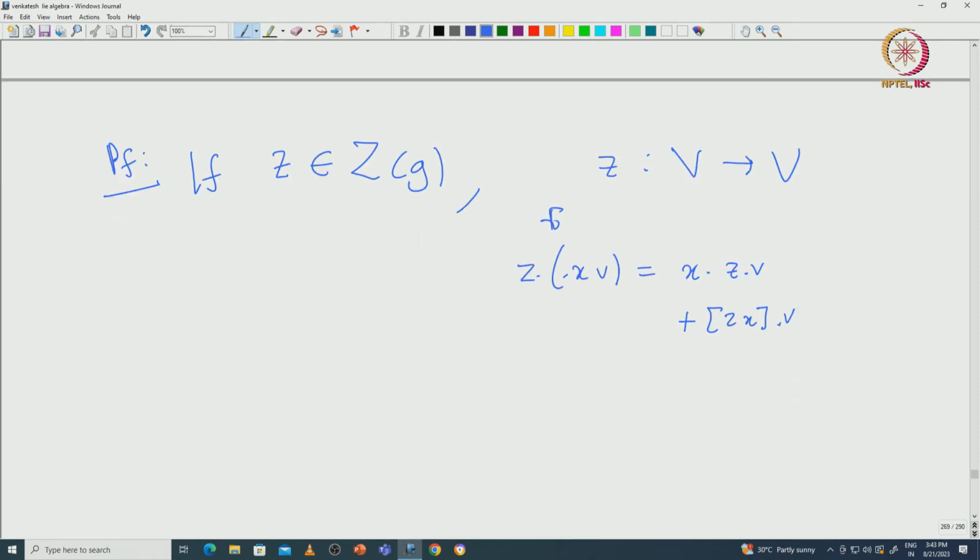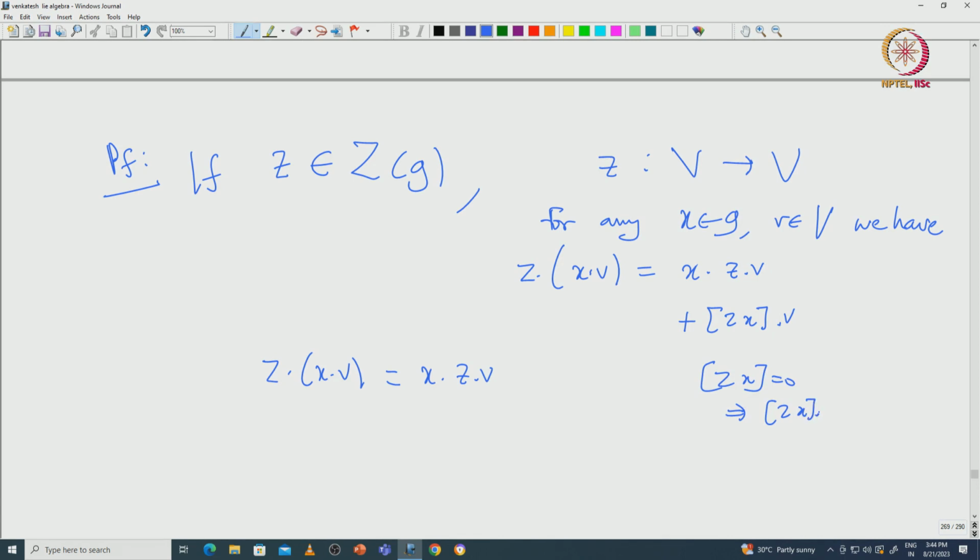Okay. So, for any x in G and V in V, we have z x dot V is given by x dot z dot V plus z x. Okay. So, that means z dot x dot V is given by x dot z dot V. So, this z x is 0. So, that would imply z x dot V is also 0. So, that proves z of x v is nothing but x of z v.